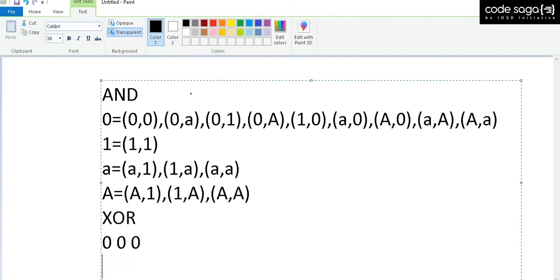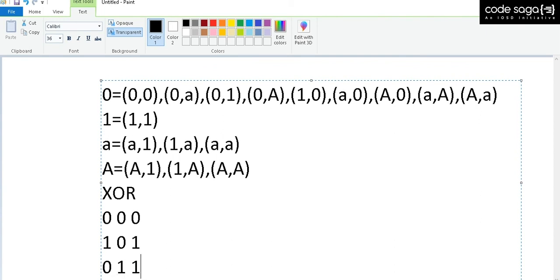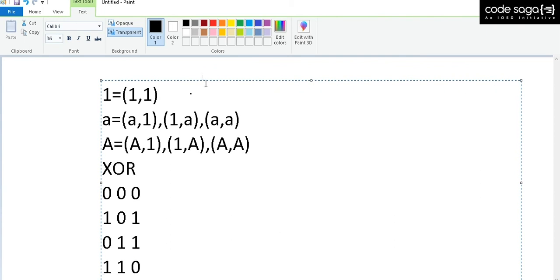It is 0 0 is 0, 1 0 is 1, 0 1 is 1, and 1 1 is 0. That is, when both the bits are same, it will give 0 as the output, and when both bits are different, it will give 1 as the output. So that is what XOR basically means. Now we'll see the cases for 0.